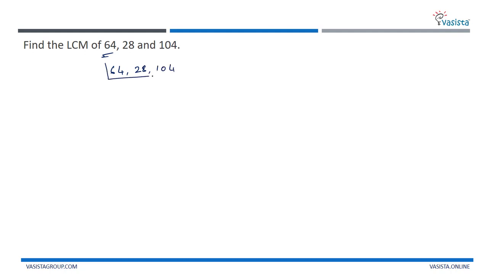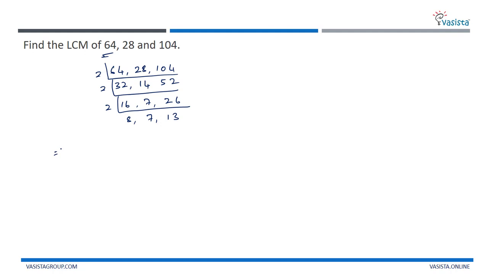Start dividing by 2, right? 2 into 32, 14, 52. Again you can divide by 2: 16, 7, 26. Again by 2: 8, 7, 13. I can't divide 7 and 13, so further division is not possible here.